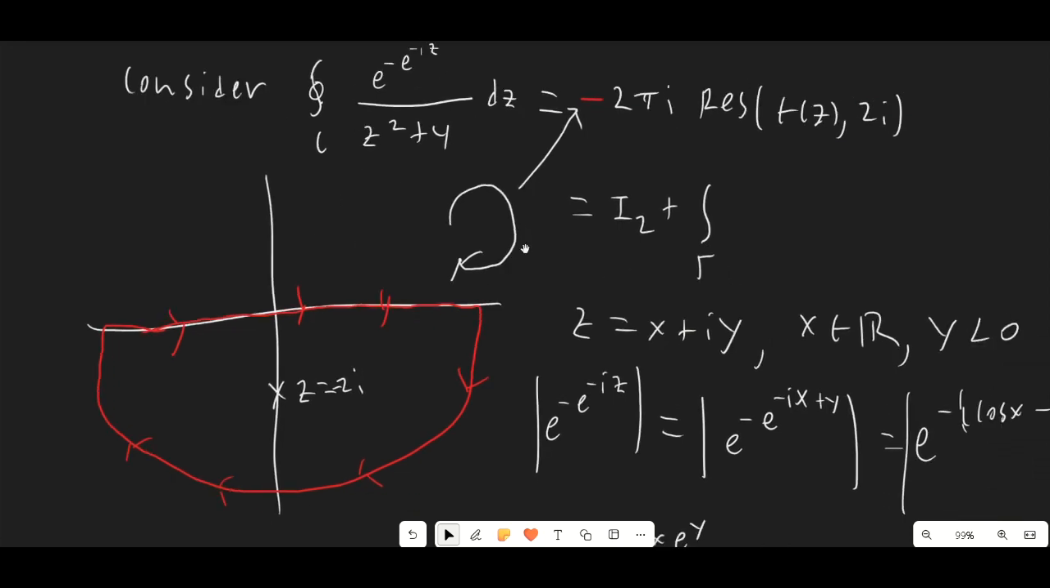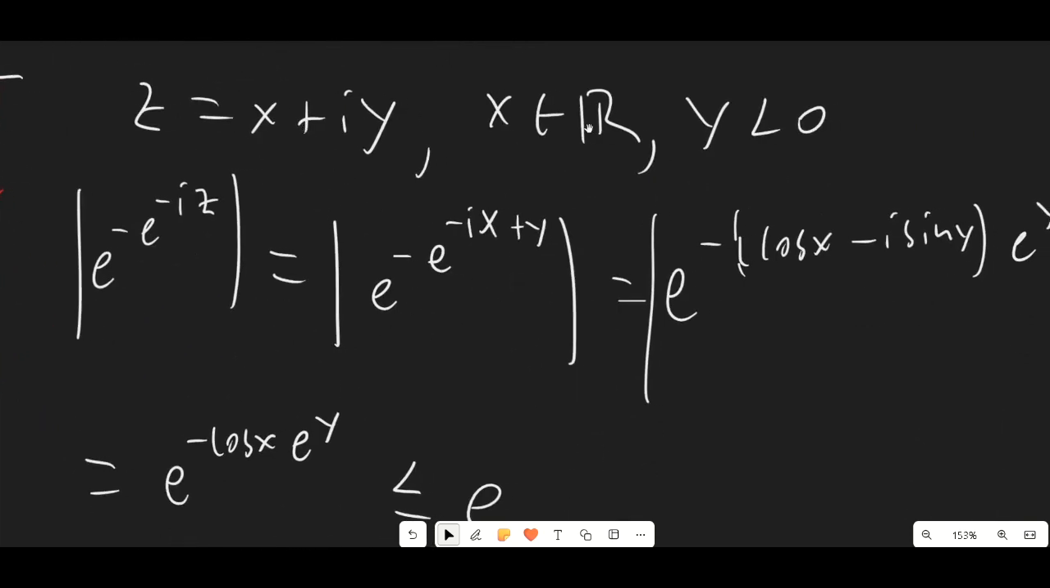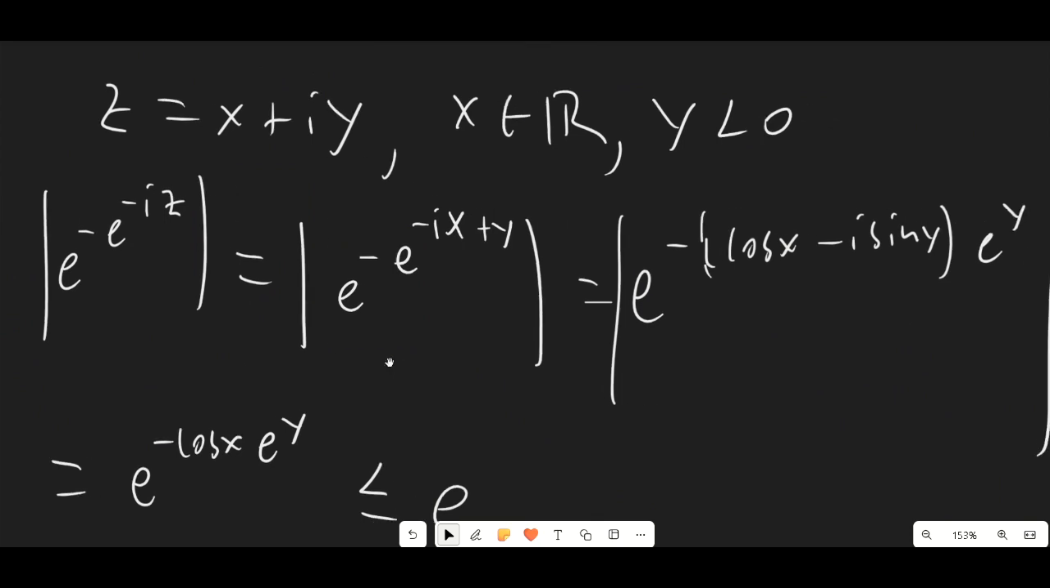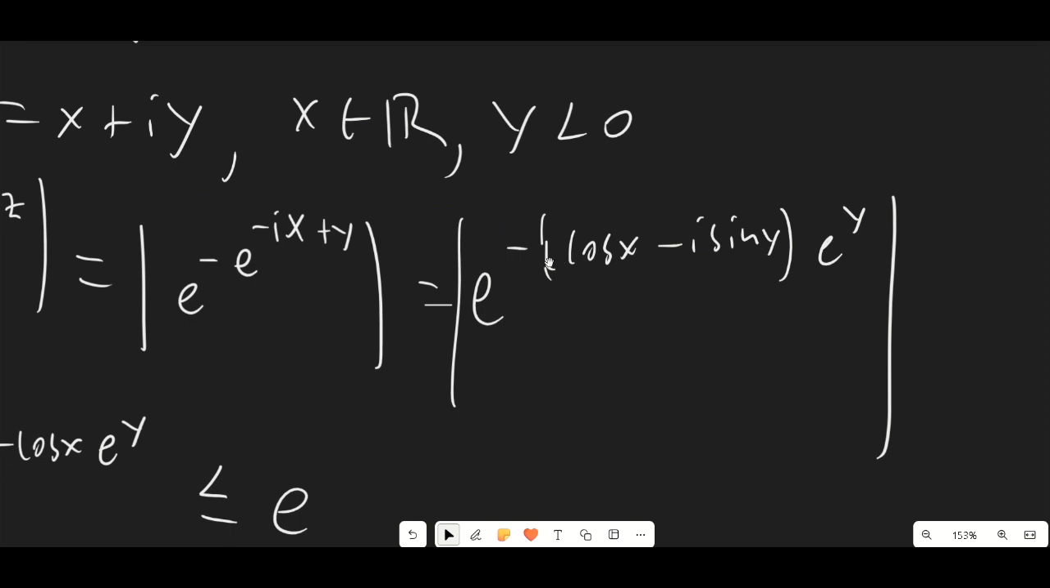So we're going to do the same trick we did before in order to bound the function. Z is going to be x plus iy, where x is a real number and y is less than 0. And of course y is a real number as well. So e to the negative iz is going to be equal to e to the negative x plus y. And then doing the same thing as before, negative cosine of x minus I sine of x, sorry about that, e to the negative y.